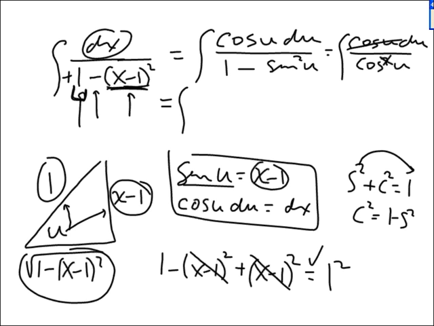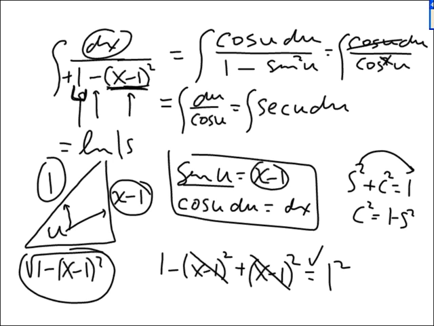So now we have the integral of du over cosine u. Bring the cosine u to the top. It becomes secant u. But we know that integral. That integral is ln of secant u plus tangent u.